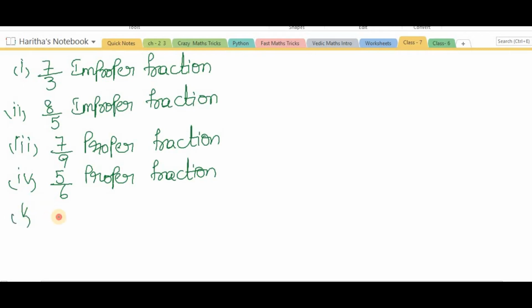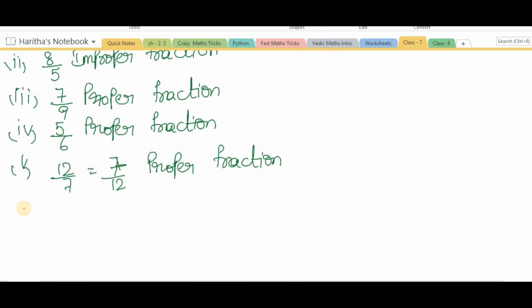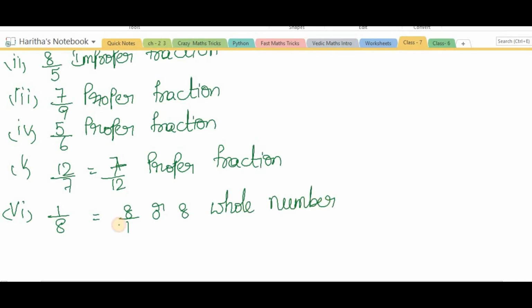And next, 12/7. The reciprocal of 12/7 is 7/12. This is also a proper fraction because 7 is small when compared to 12. Automatically, a small numerator means we have a proper fraction. And next one is 1/8. The reciprocal of 1/8 is 8/1, or we can write even 8. No denominator means it is not a fraction at all, so this is called a whole number.